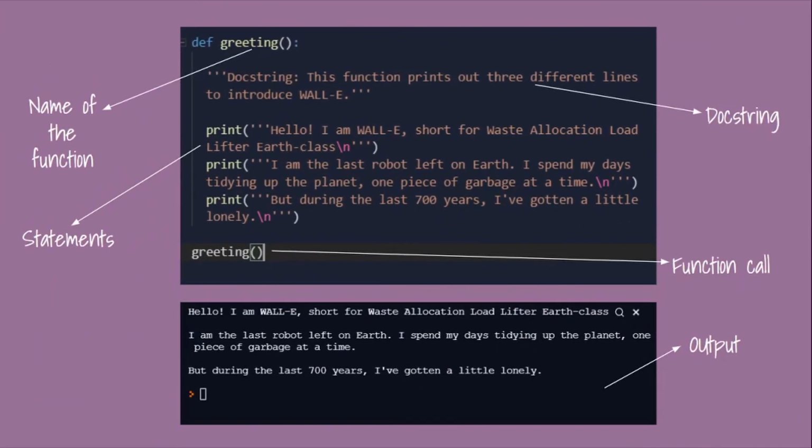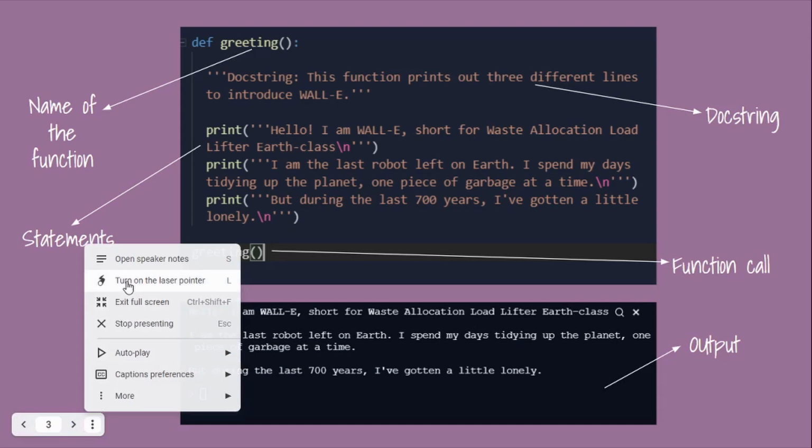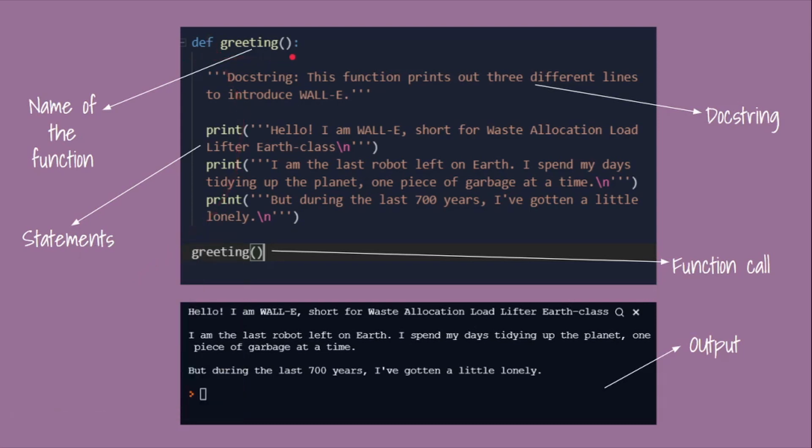So this diagram here shows the anatomy of a function. If we look over here, I have a function called greeting. In this greeting function, I basically have these three statements here. Each statement prints out a little greeting about a robot called Wally. We can see that we have defined the function using this keyword def, so define, and then the name of our function followed by these two parentheses, and then we have our colon here.